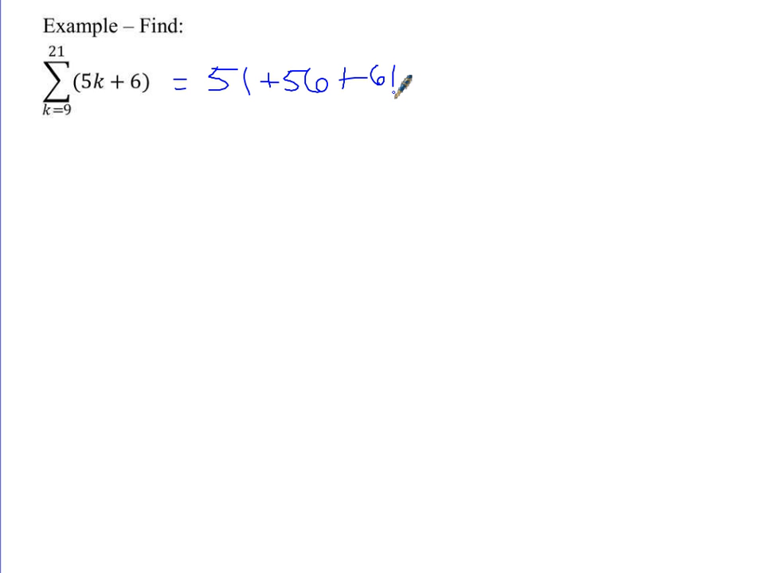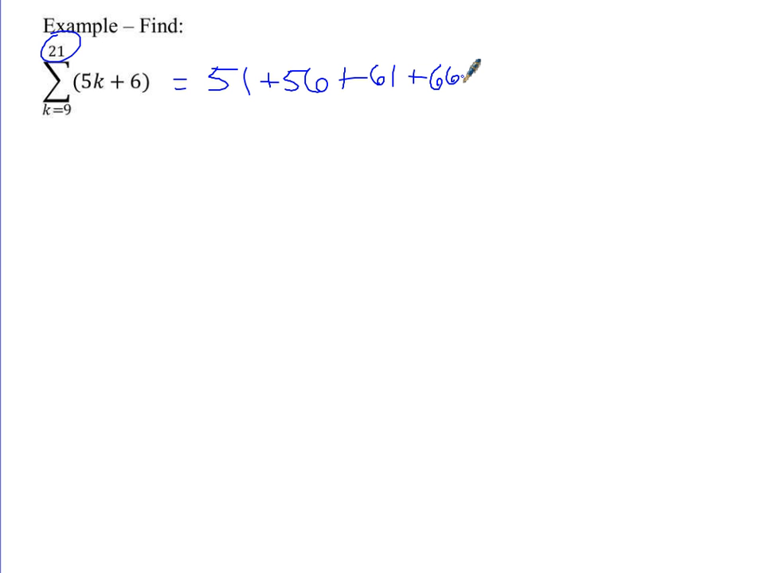How far do we go? To 21. We got a long way to go. So let's do one more here. What number did we just leave off on? What's k now? k is 12. We have k is 9, k is 10, k is 11, now k is 12. 12 times 5 is 60, plus 6 is 66.